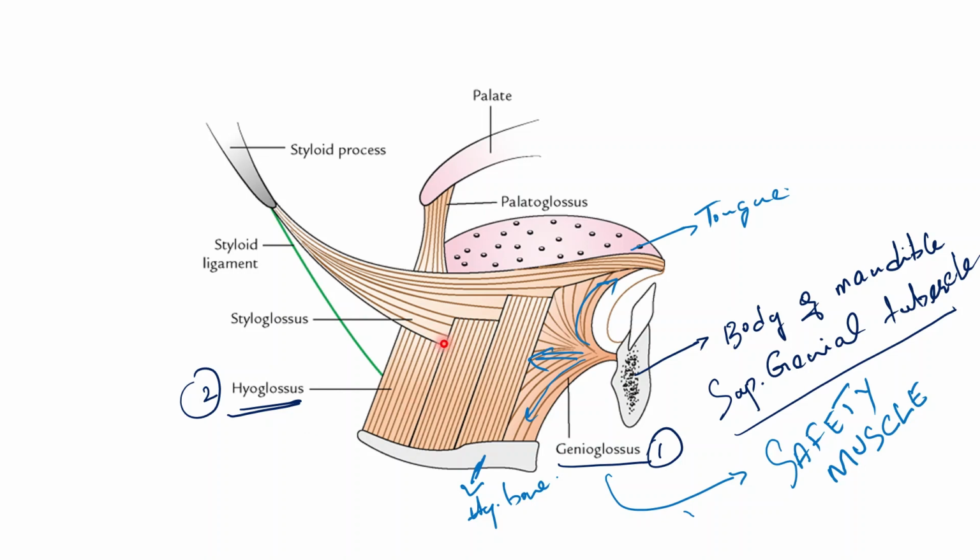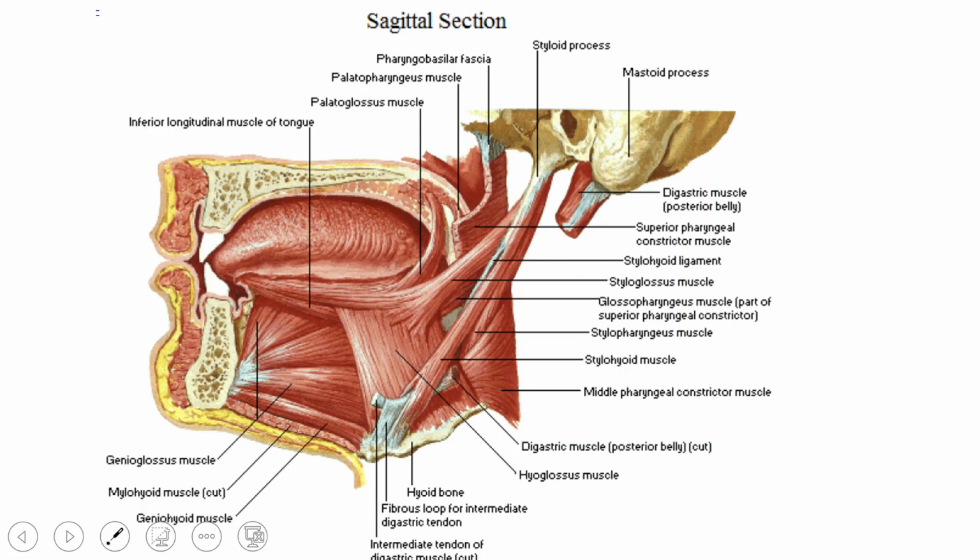This hyoglossus muscle is directed straight upward to reach the tongue. So the insertion of this hyoglossus muscle is onto the side of the tongue between the two muscles, that is the styloglossus and the inferior longitudinal muscle. This insertion is very well appreciated in this atlas view.